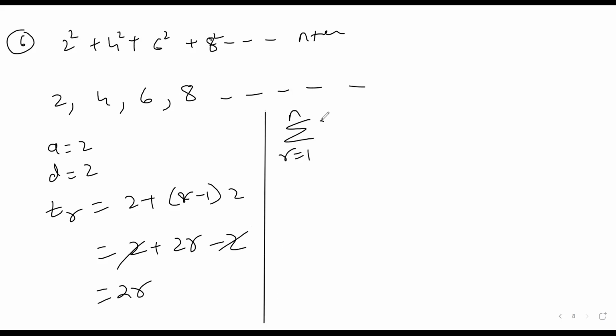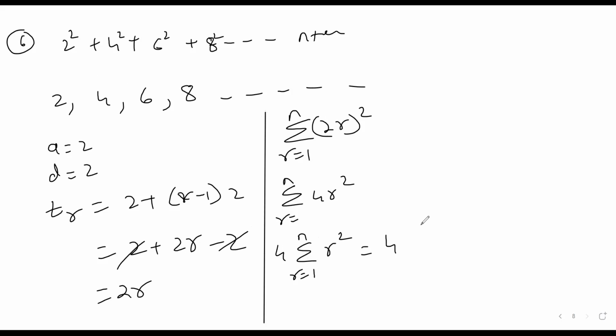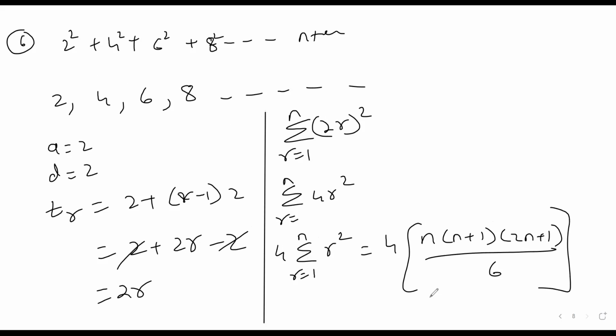Okay, so this is nothing but summation R runs from 1 to n of (2R) whole square. It is summation R runs from 1 to n 4R square. It is 4 summation R runs from 1 to n R square. This is 4. What is the sum of R square? Sum of squares of first n natural numbers: n(n plus 1)(2n plus 1) by 6. So it is 2n(n plus 1)(2n plus 1) by 3.